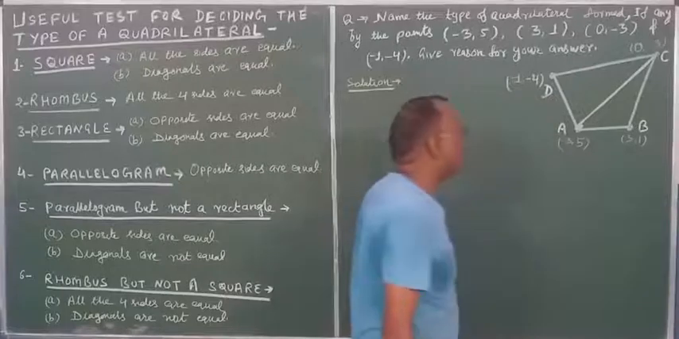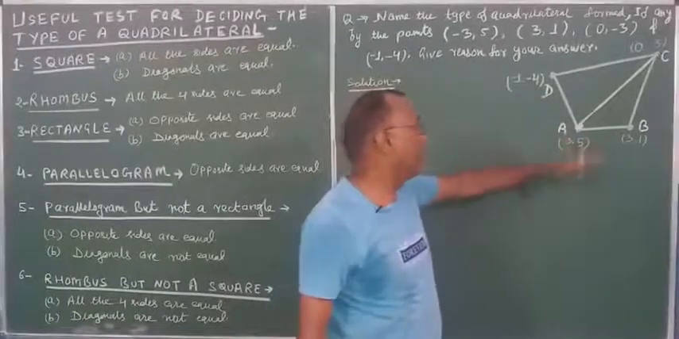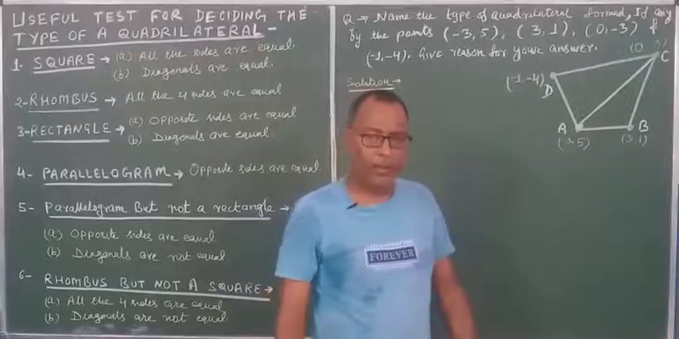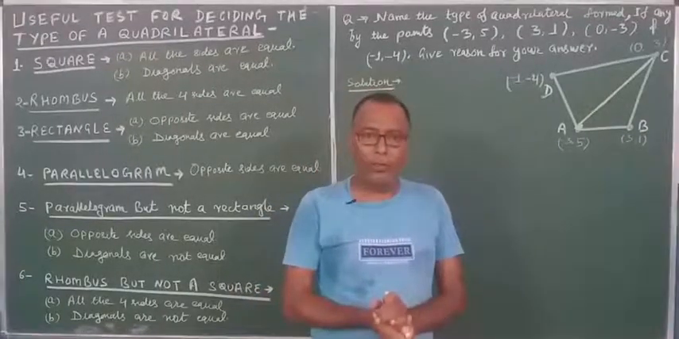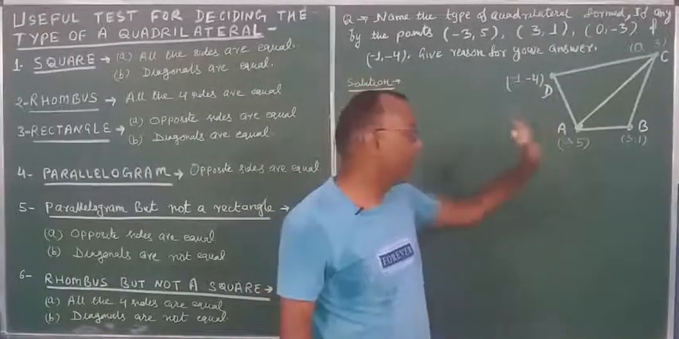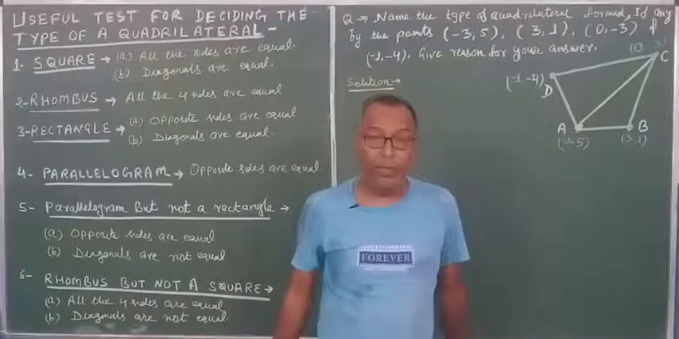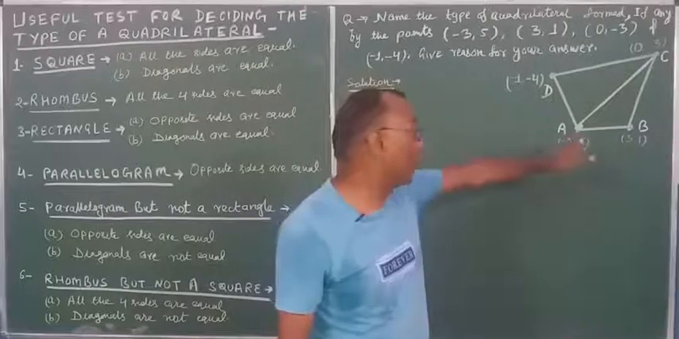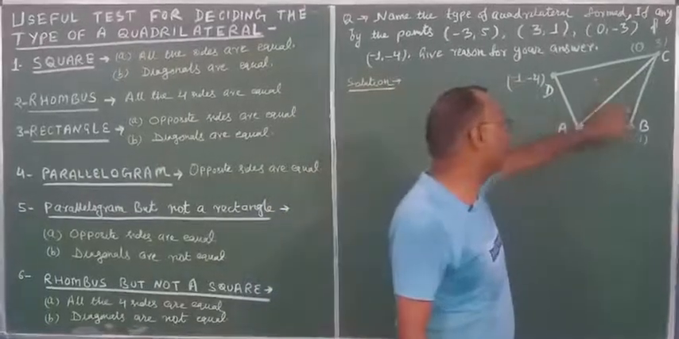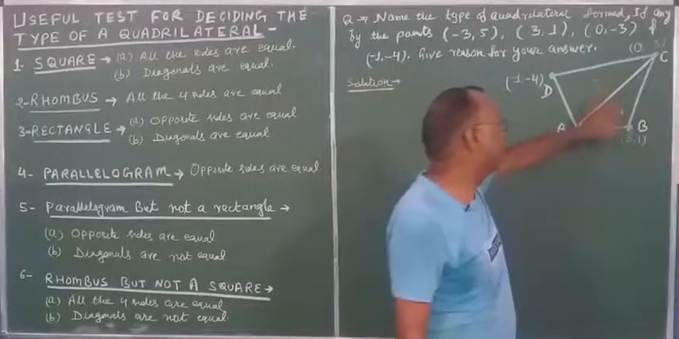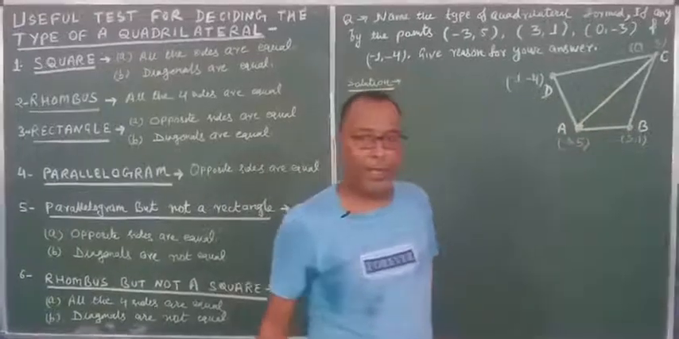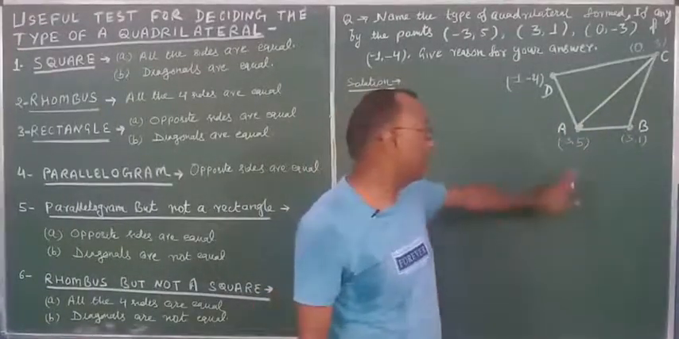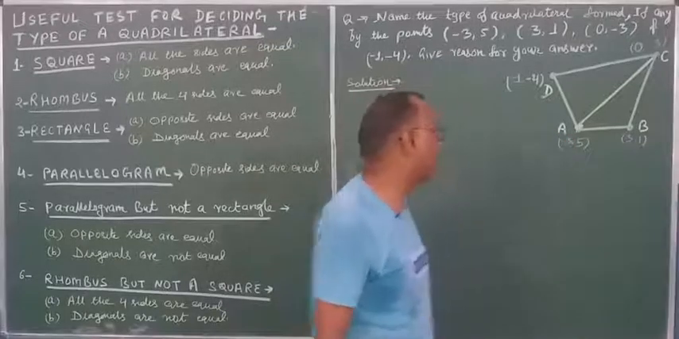And now I am finding the area of the triangles ABC and ADC. If both the triangles have some area, then it will be a quadrilateral. Otherwise, if either of the triangles is not possible, then it can't be a quadrilateral. Okay, just check here, triangle ABC.